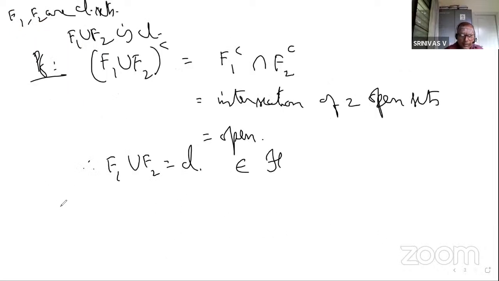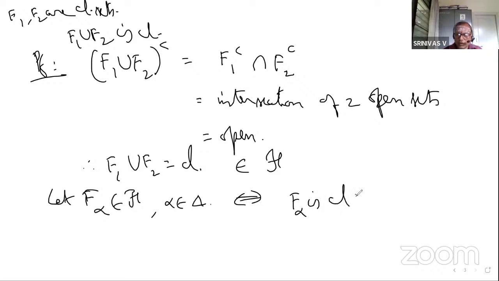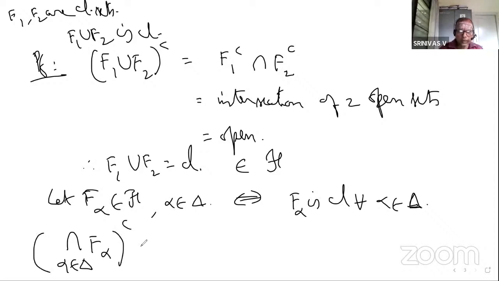So let F alpha belong to script F for alpha belongs to lambda. This means F alpha is closed for each alpha. And we have to take their intersection. So if you consider the intersection of F alpha, alpha belongs to lambda, we have to check whether this belongs to script F. So we have to check whether this is closed. To check something is closed, you look at its complement. If the complement of this set is open, then we can say this set is closed.